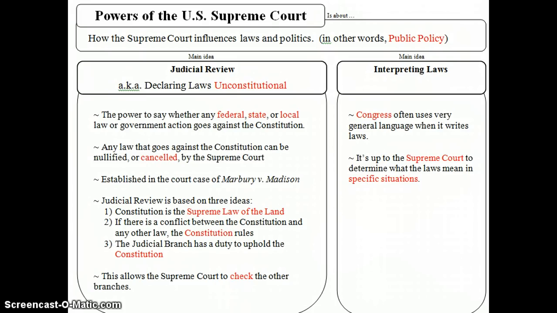So, that's the powers of the U.S. Supreme Court. They are judicial review and interpreting laws.